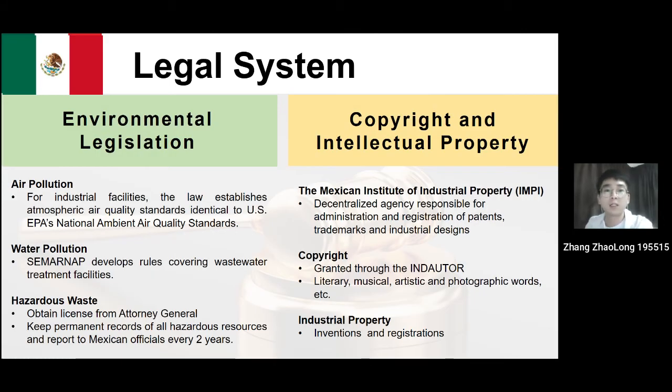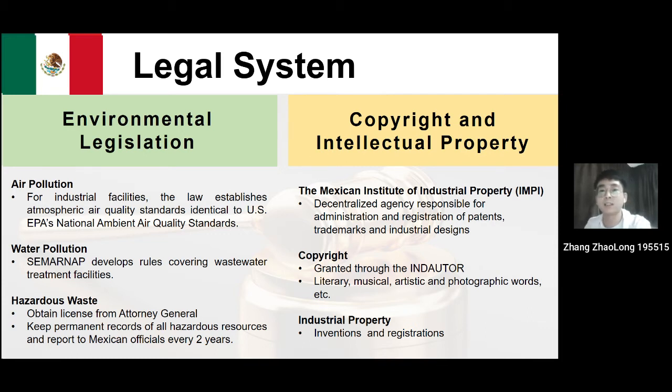Next is about the environmental legislation. The air pollution law for the industry establishes air quality standards identical to the US, and the water pollution is handled by SEMARNAP, which develops the rules governing wastewater. And the next is about dangerous waste: obtain a log of the alternate journal and keep it safe. The record of all dangerous resources is reported to Mexican officials every 2 years.